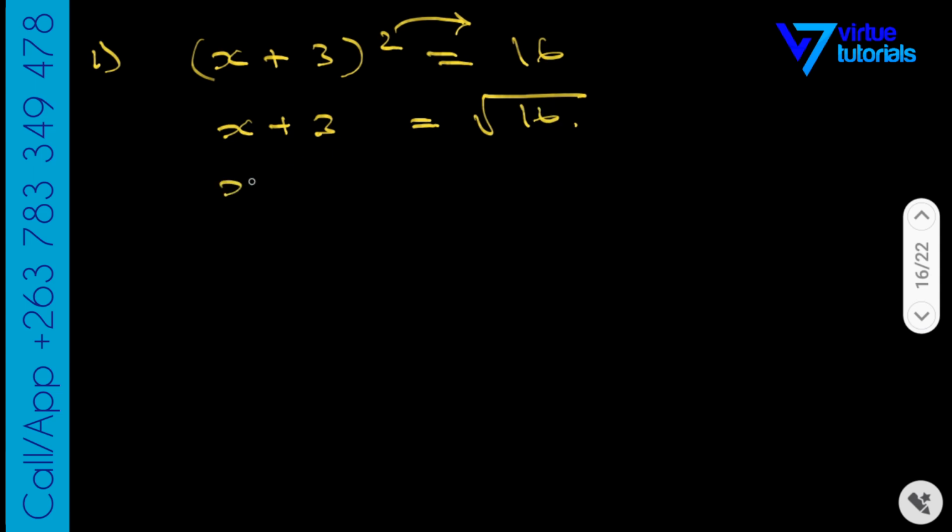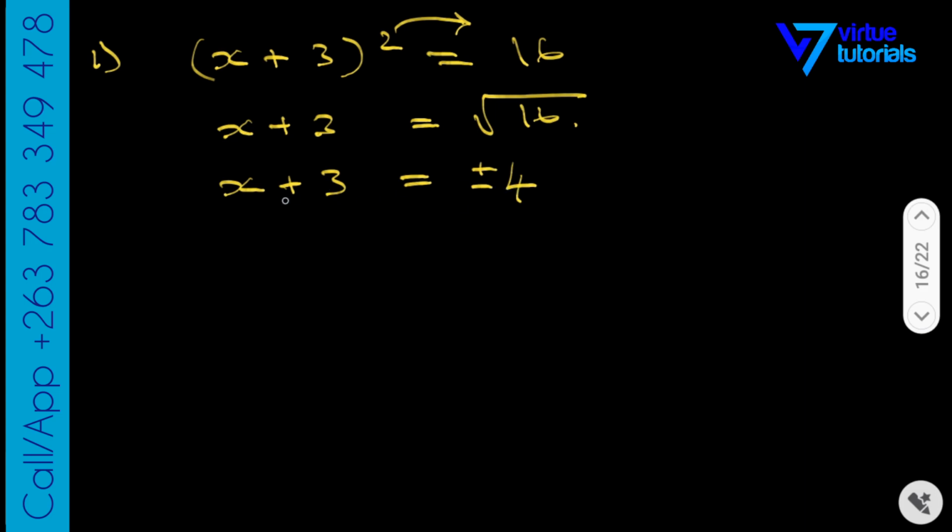Now, the square root of 16 is 4, right? But we don't just take 4, we write plus or minus 4. Why? Because minus 4 is a square root of 16, since minus 4 times minus 4 gives you a positive 16. Positive 4 is also a square root of 16. So we need to take into account both scenarios, right? So the square root of 16 can be positive 4 or negative 4.